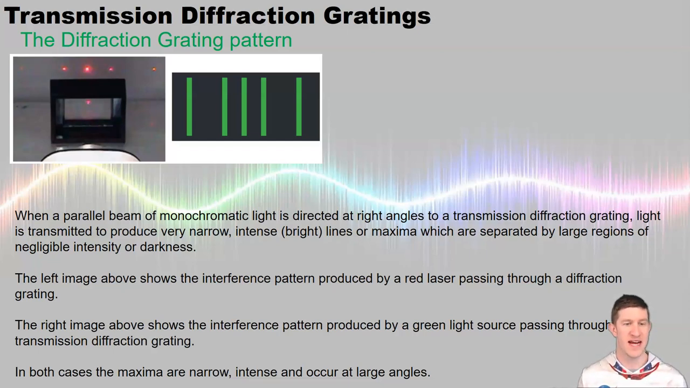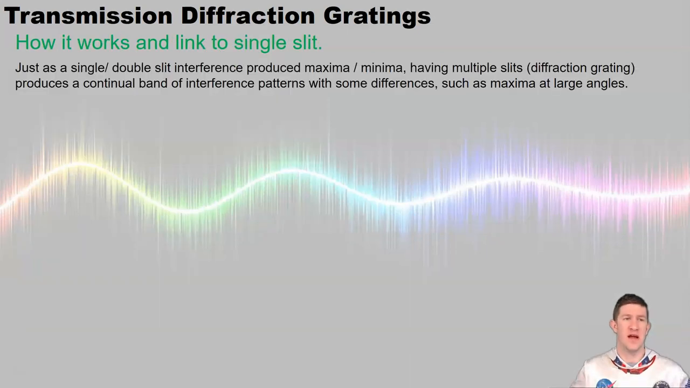In both cases, the maxima are narrow, they're intense, and they occur at large angles as well as just being in front. And the large angle thing is important. We'll talk about why that happens a little bit later. Just as with single slit, double slit interference produces maxima and minima, and having multiple slits, which is our diffraction grating, produces a continual band of interference patterns with some differences, such as a maxima at much larger angles.